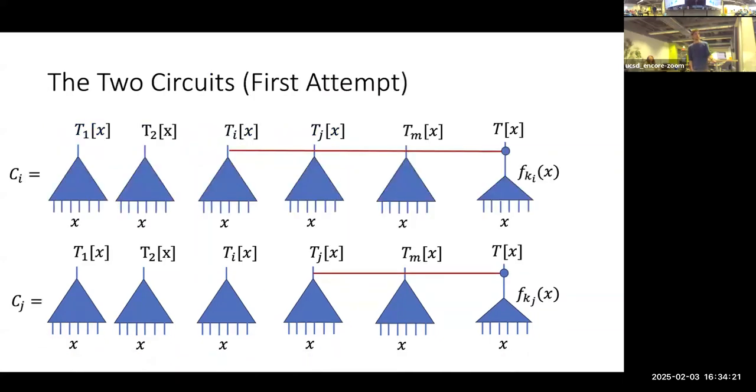And now what I want to say is that if I apply the obfuscation on Ci or on Cj, the security guarantee of the obfuscation needs to promise that I cannot distinguish between Ci and Cj. But I'm going to show you that if the obfuscation has low overhead, then I can actually distinguish. This is not going to work, but this is what I want to show.